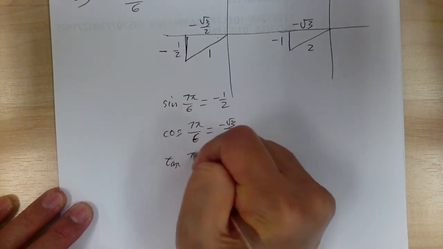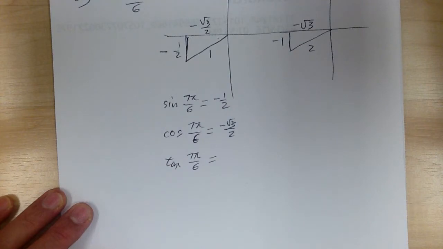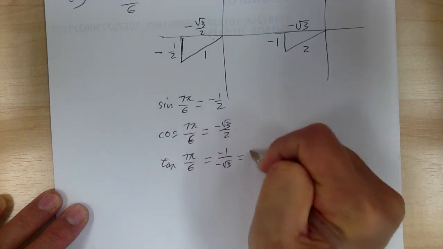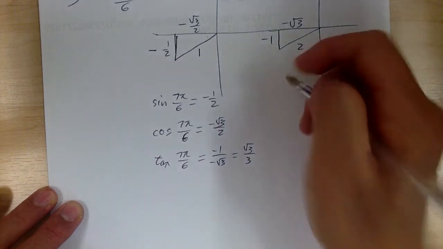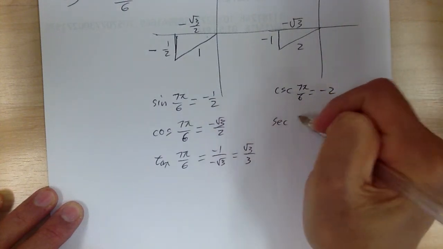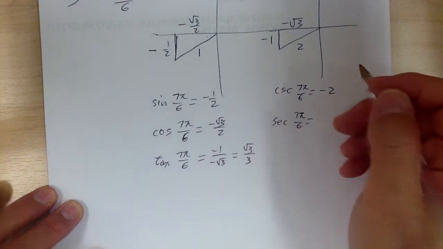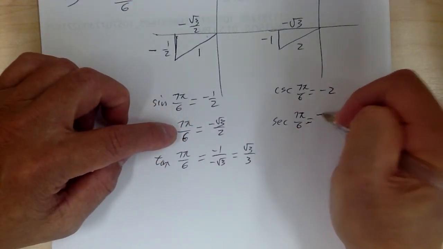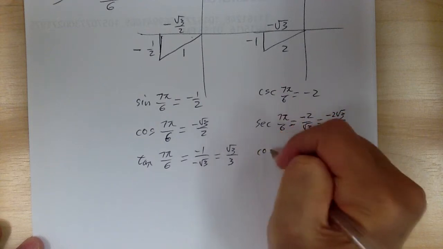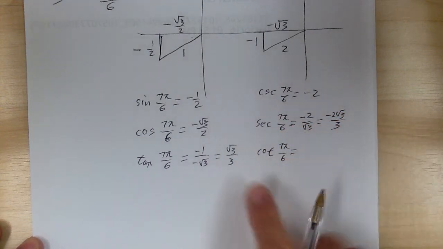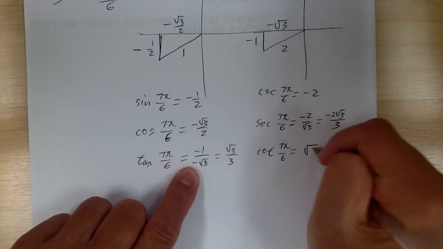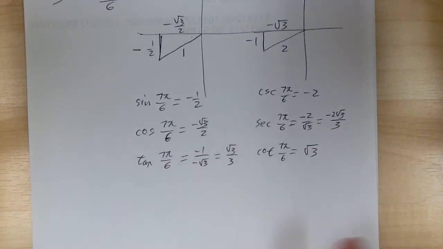Okay, tangent of 7 pi over 6 equal to, now tangent is your slope. So it's vertical over horizontal, so it'd be negative 1 over negative square root of 3, so equal to square root of 3 over 3. Okay, so now you can go and flip things over. So flip this over, you get negative 2. You flip this over, you get negative 2 over square root of 3, so equal to negative 2 square root of 3 over 3. Okay, and then cotangent. Now don't flip this one over, because if you flip this one over, you have to simplify. You want to flip this over. If you flip this over, then the answer would be square root of 3 already. So you do whatever is easier.